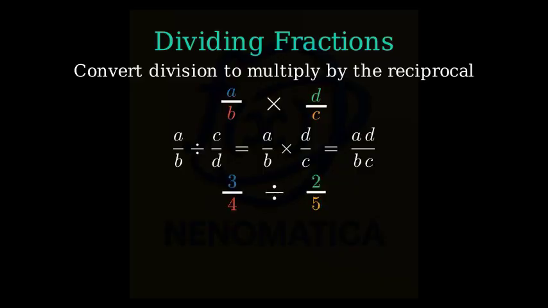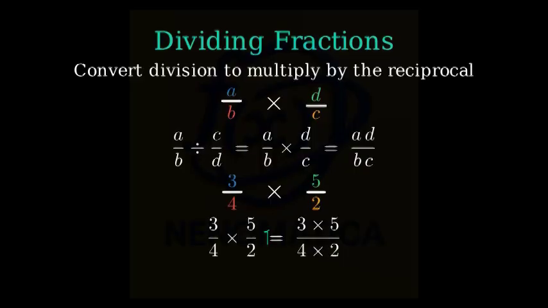Now, let's follow the exact same steps on the example. We want 3/4 divided by 2/5. Keep the first fraction, change division to multiplication, and flip the second fraction. Multiply numerators and denominators, 3 times 5 over 4 times 2.